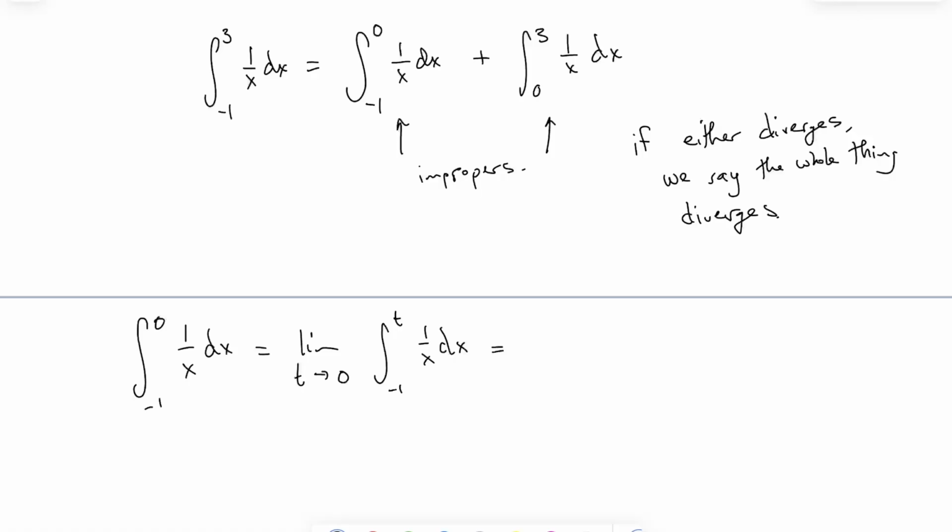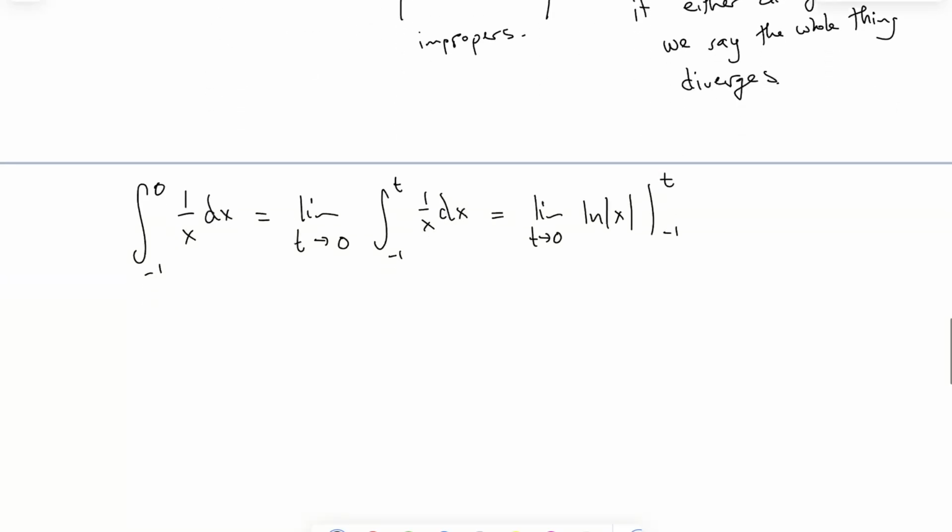The integral of 1 over x is ln absolute value x. So this becomes the limit as t goes to 0 of ln absolute value x, plugging in -1 and t. Plug those in: ln of absolute value t minus ln of absolute value of -1. Absolute value of -1 is 1, and ln of 1 is 0. So that second part equals 0.